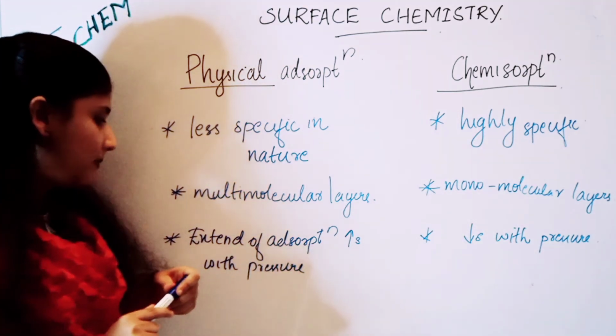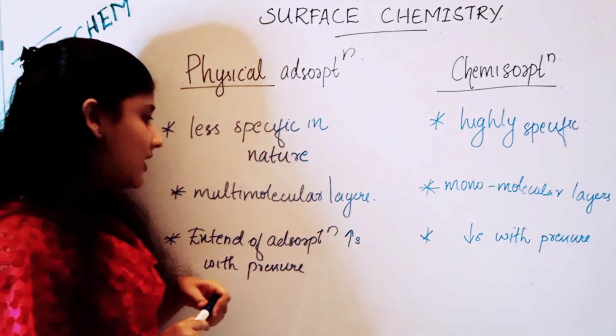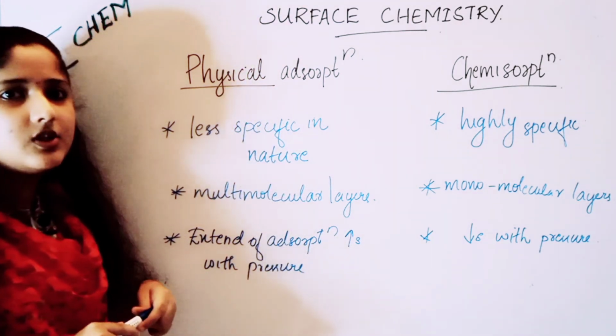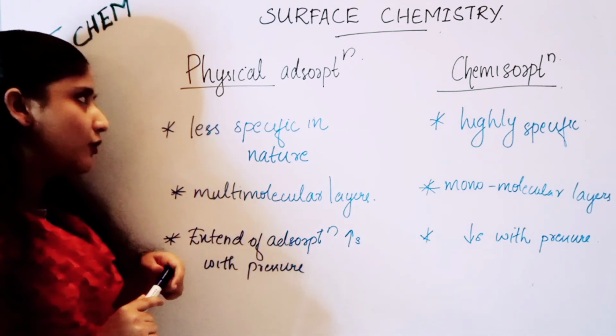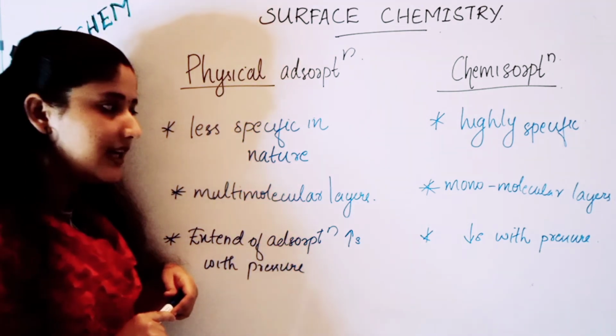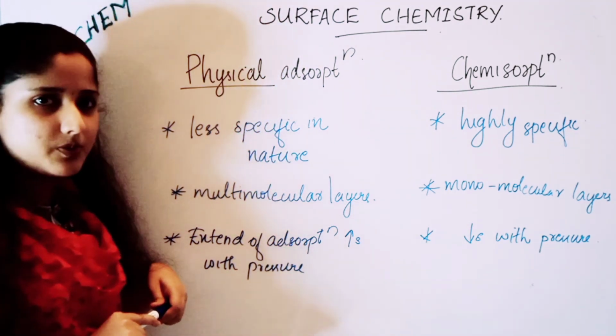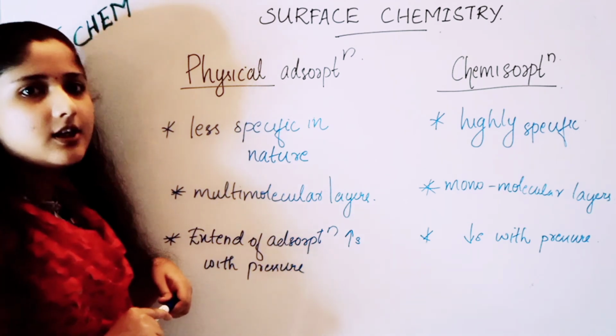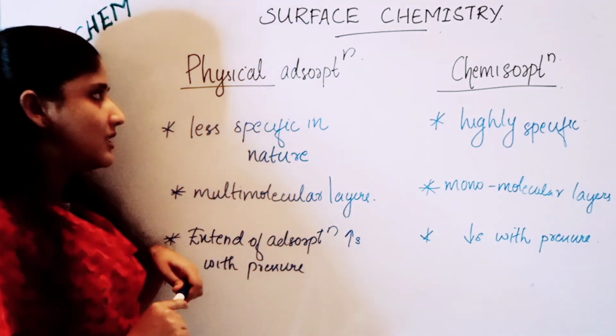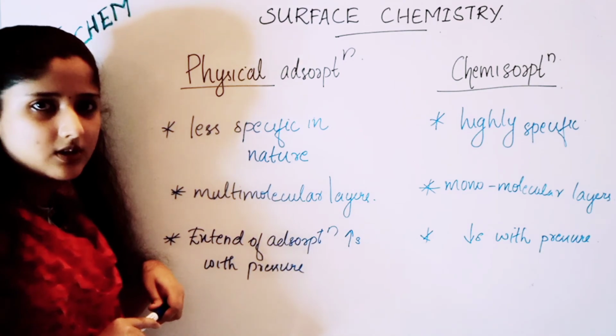Chemical adsorption. Next point is the extent of adsorption. The extent of adsorption increases with pressure for physical adsorption and it decreases with pressure for chemisorption. These are the differences between physical adsorption and chemical adsorption.